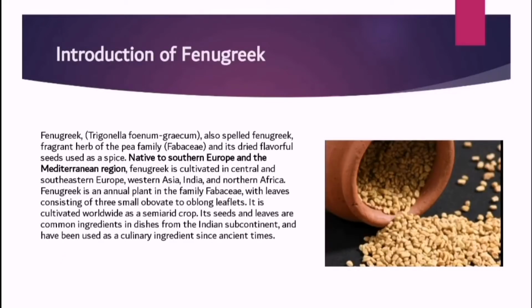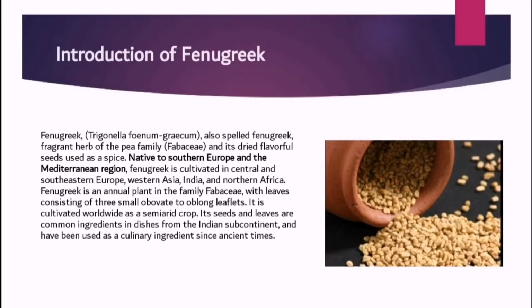Introduction of Fenugreek. Fenugreek's scientific name is Trigonella foenum-graecum, also called fenugreek, a fragrant herb of the pea family, and its dried flavorful seeds are used as spices. Native to southern Europe and the Mediterranean region, fenugreek is cultivated in Central and Southern Europe, Western Asia, India, and Northern Africa. Fenugreek is an annual plant in the family Fabaceae, with leaves consisting of three small oblong leaves. It is cultivated worldwide as a semi-arid crop.